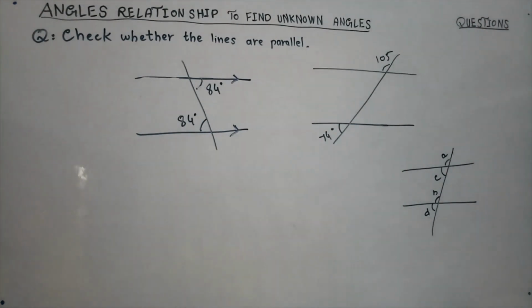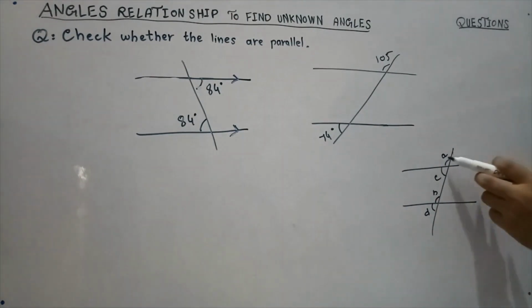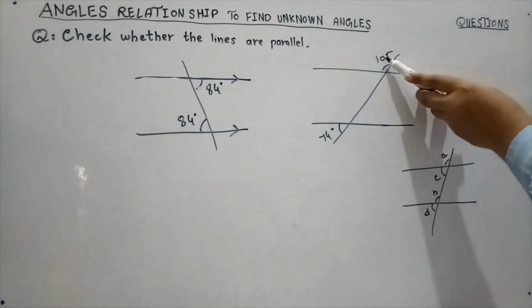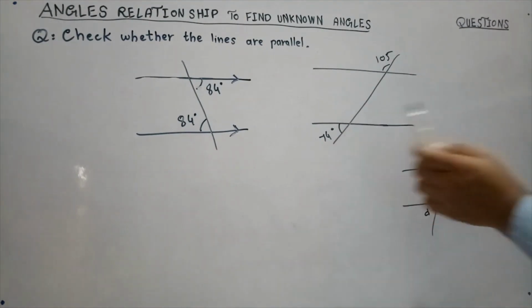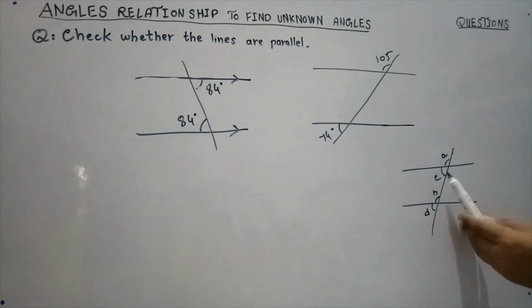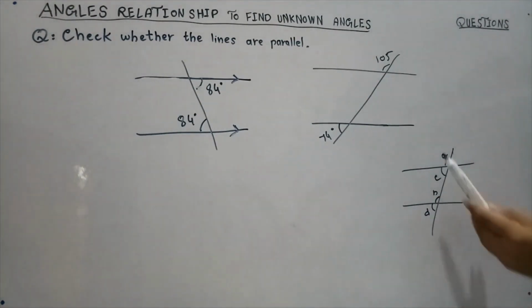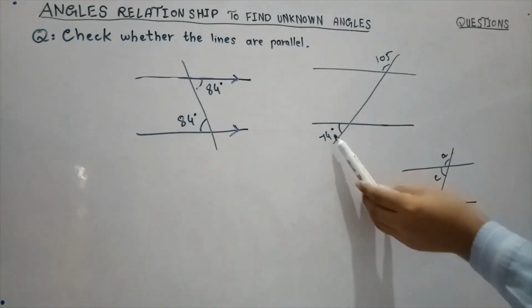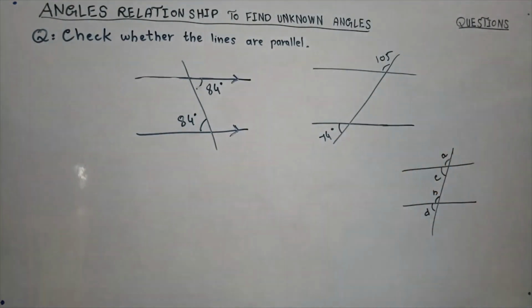The angles C and D are two corresponding angles, and A and B are two corresponding angles. So here we need A or B. It means that we need this one and this one. Here this is missing, okay? And on the other side we want C and D. It means that we want this angle and this angle. 74 is given, but this angle is missing.